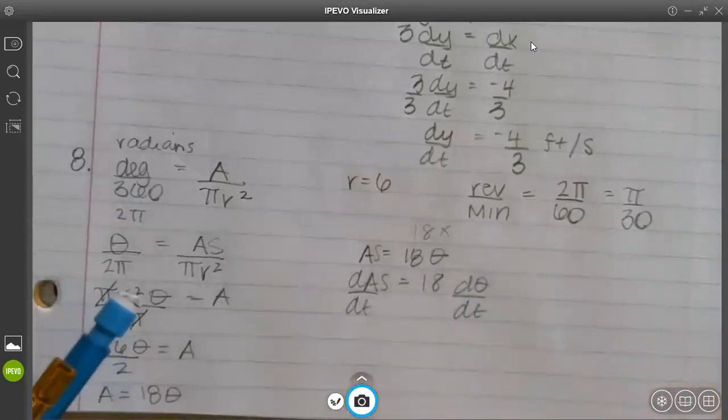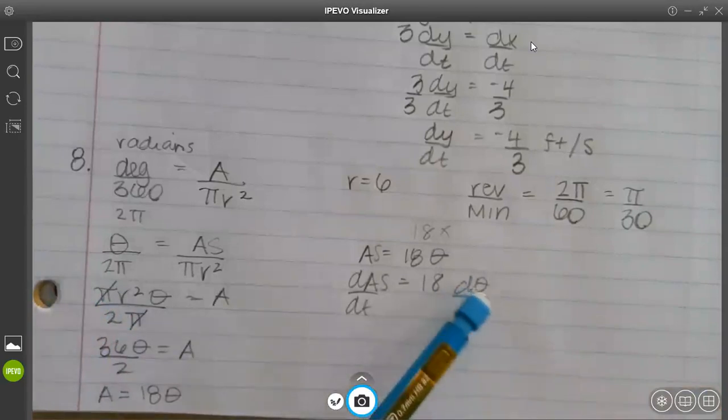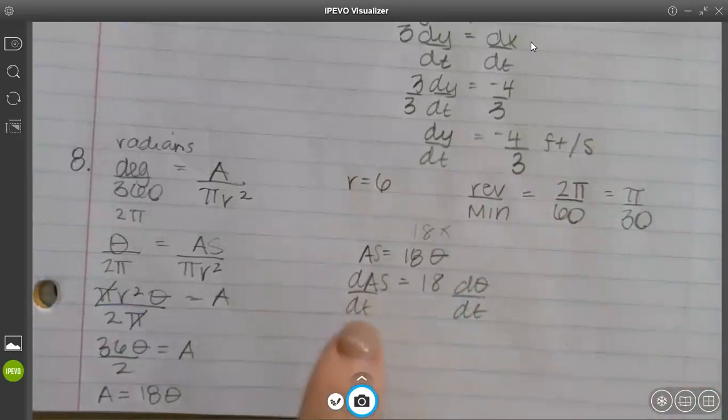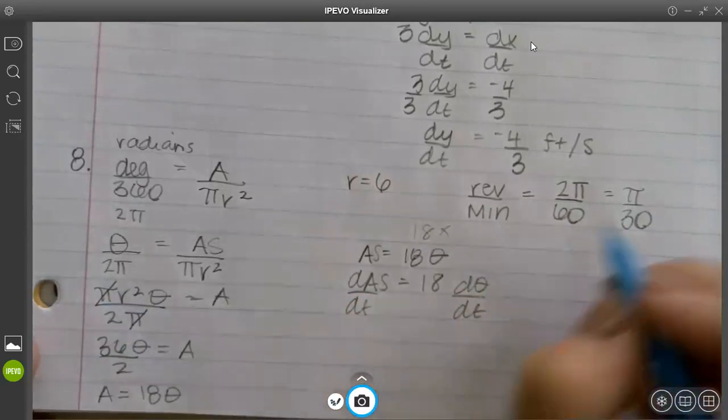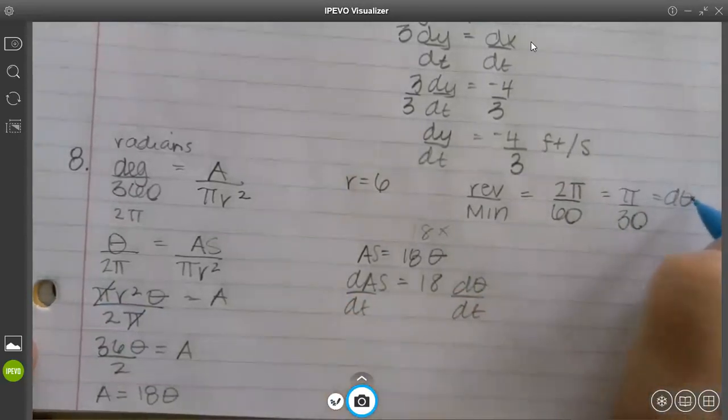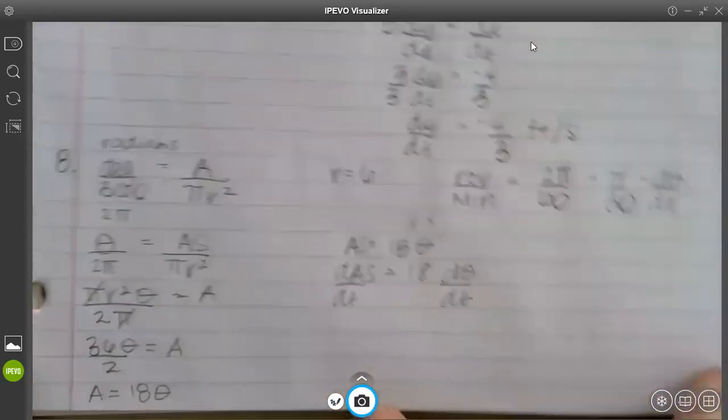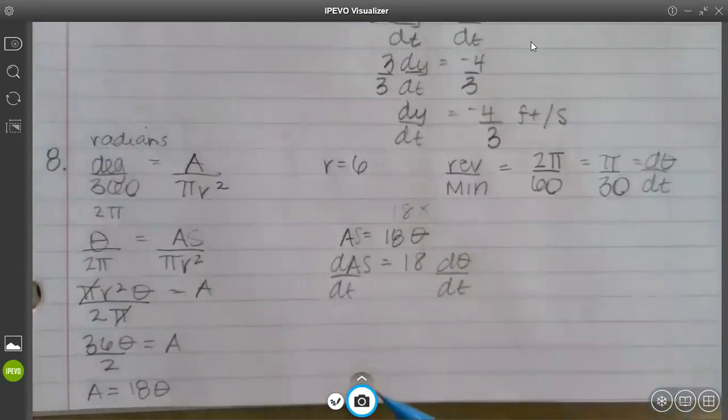What is our angle rate? We're looking for our area of the sector rate. We're looking because it says how fast is the area of the sector swept. So I know I'm looking for that. So what's the only other thing I haven't used for this? Yes. So this is d theta over dt. That's where that's coming from.